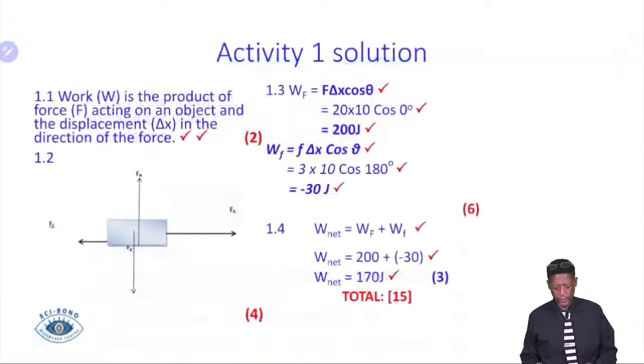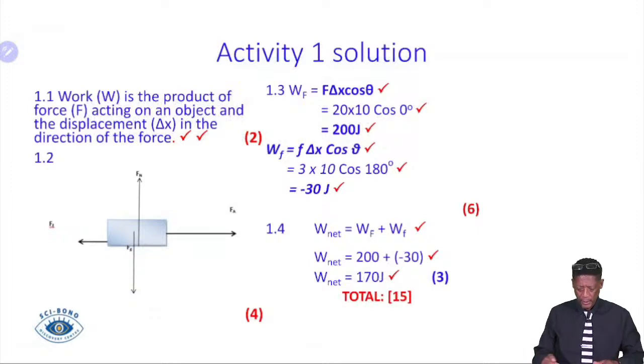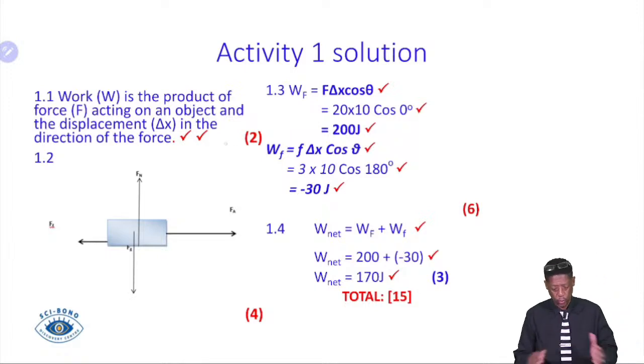Now, let me give you the solution. They say define work done. Work done is a product of force acting on an object and the displacement in the direction of the force. That is 2 marks, 2 or nothing.